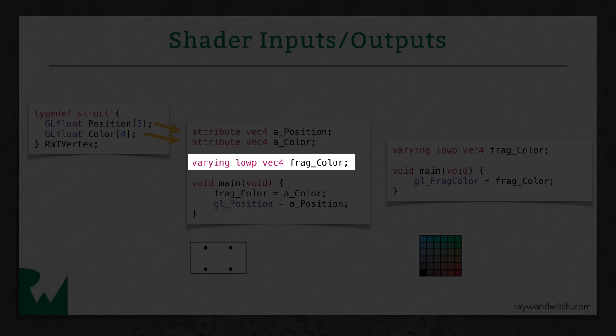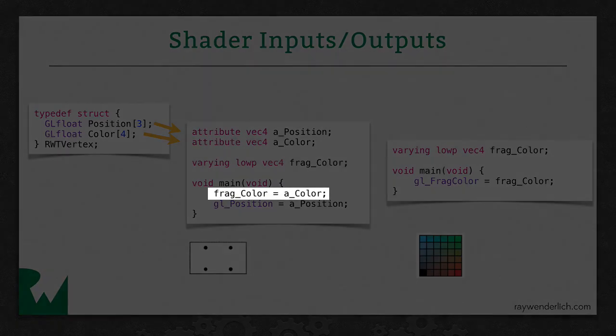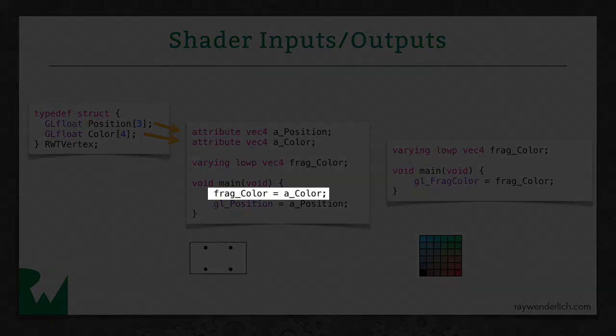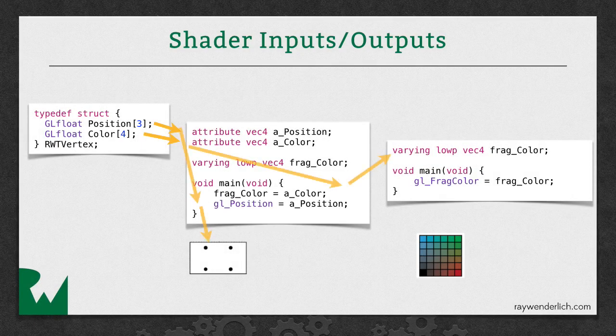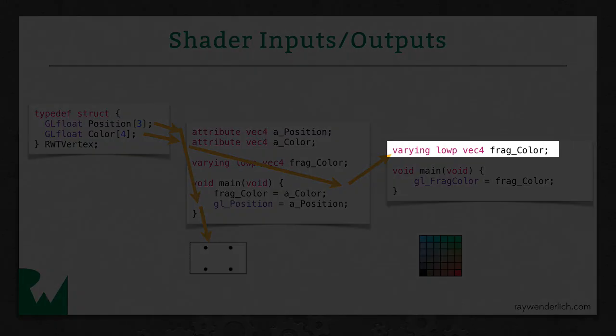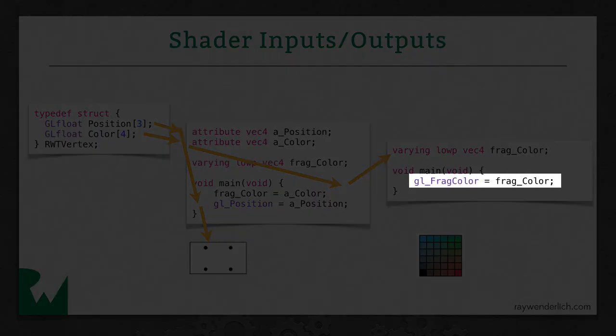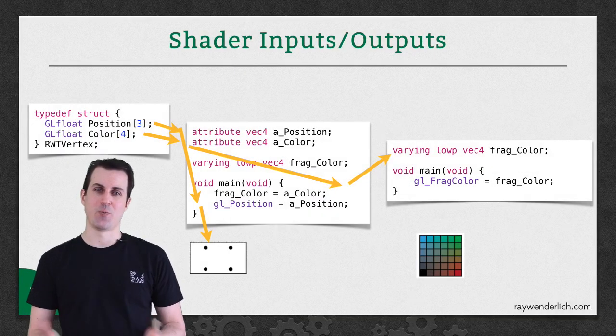And you give it a name, frag color. And then in this simple example, all we're doing is we're setting the output variable to be whatever's passed in as the attribute. Then over on the fragment shader, we declare that same variable, and that's going to be passed from the vertex shader to the fragment shader, and then we set the final color to be whatever is passed in. Now you might wonder, how does this work exactly?